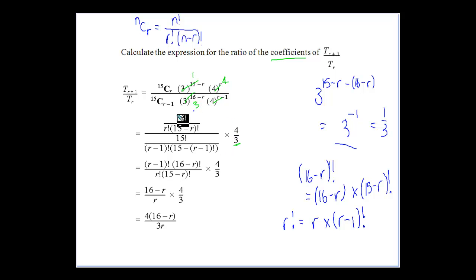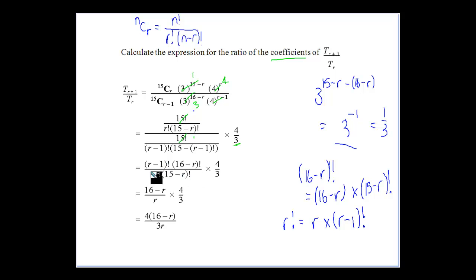Looking at these ones, well, the 15 factorials will cancel there. And then we've got the 1 on r factorial, 15 minus r factorial, divided by 1 on this expression here. And again, 15 minus 1 gives us 16 minus r. And so when you divide by a fraction, you actually multiply by its reciprocal. So that's why it ends up being on top. r minus 1 factorial, 16 minus r factorial, over the r factorial, 15 minus r factorial.